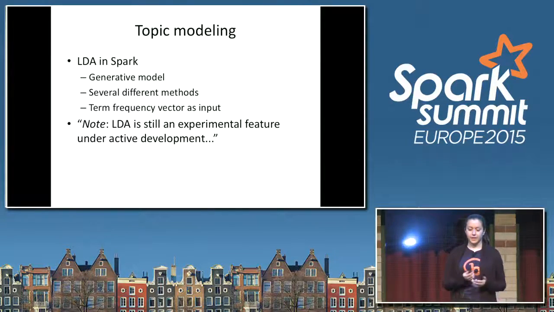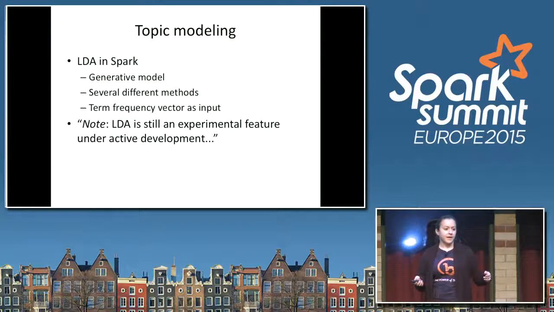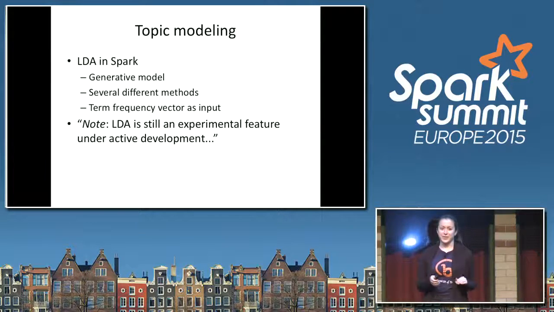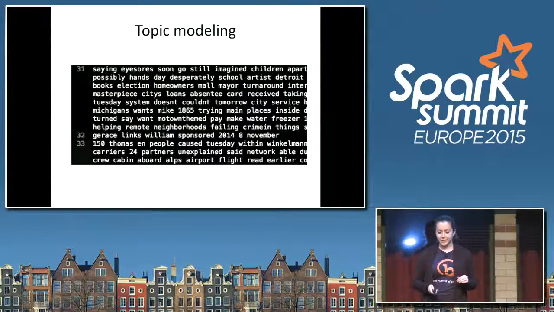Okay, so LDA in Spark is a generative model, which means that for each topic, it gives the probability that a particular word will be generated by that particular topic. LDA in Spark has several different methods, and it takes a term frequency vector as input. LDA comes with a caveat that it's still an experimental feature under active development, which is another one of the reasons why we ended up going the third-party route.